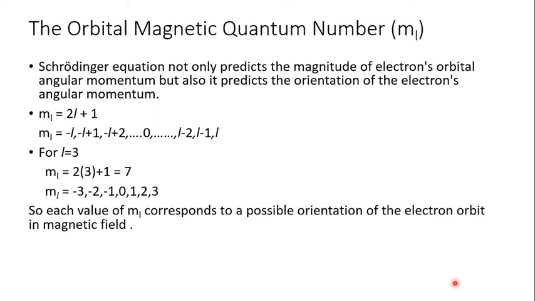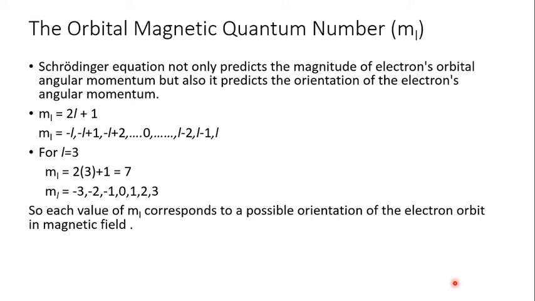ML is a notation for the orbital magnetic quantum number. ML is equal to 2L plus 1, where L is the azimuthal quantum number. ML takes whatever number comes from 2L plus 1, from minus L, minus L plus 1, minus L plus 2, up to 0, then plus 1, 2, 3, up to L minus 2, L minus 1, L.